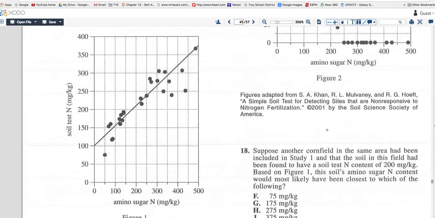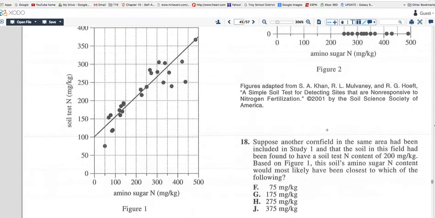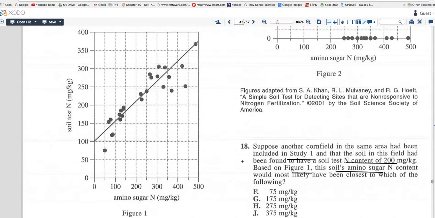Next one, passage 4. 18, what do I underline? Nithya. I said study 200 mg per day. And then I said figure 1, and then this was amino sugar and content. So I basically looked at figure 1, and then it said 200 mg per kg. So if you look at the y-axis, and then go down, it's closest to 175. So EG.